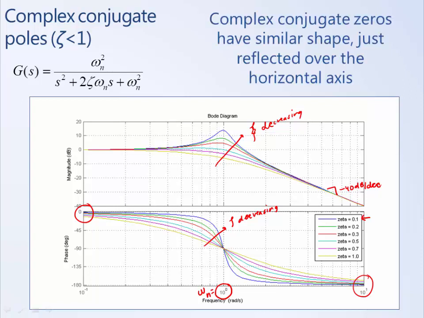Furthermore, when we have complex conjugate zeros, we have a very similar shape. It's just reflected over the horizontal axis. So this is the same sort of trend we saw with simple poles and simple zeros and differentiators and integrators. But instead of starting off at 0 and going down at a slope of minus 40 dBs per decade, a complex zero will start off at 0 and go up at plus 40 dBs per decade. And the phase, instead of going down to minus 180, will start at 0 and will go up to plus 180.